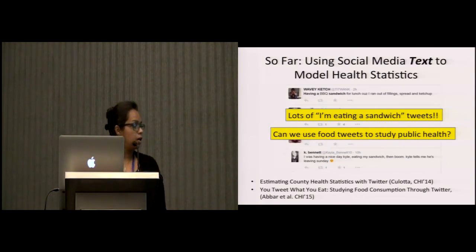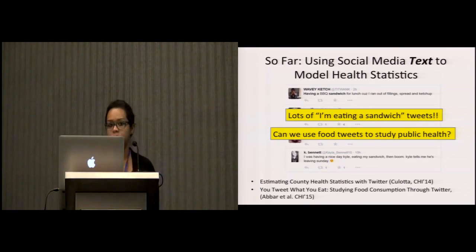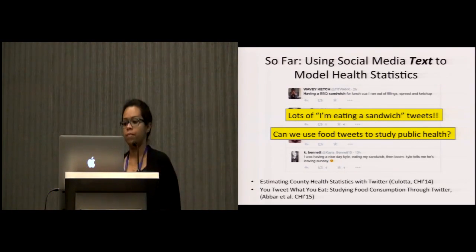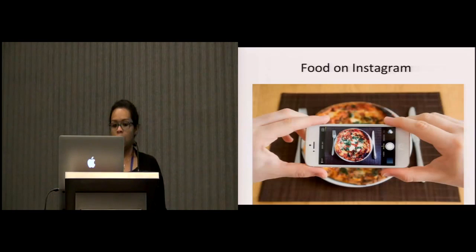And last year, Abbar et al. looked at analyzing these food consumption-related tweets to get an assessment of obesity patterns that are prevalent in different parts of the United States. But one recent development is the use of image-sharing platforms like Instagram.